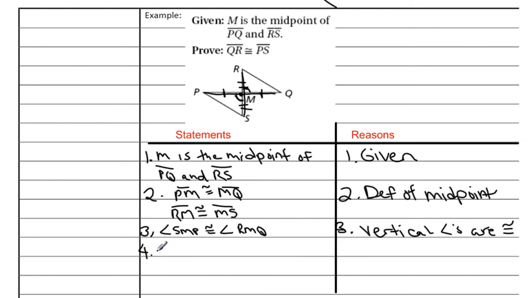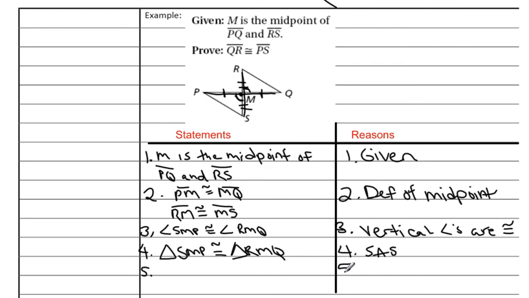Okay, so now I've marked everything that I can mark. I have a side, an angle, and a side on each triangle. So that means I can prove that these 2 triangles are congruent by side, angle, side. So I'm going to do triangle SMP, not to be confused with angle SMP, triangle SMP congruent to triangle RMQ. And the reason these 2 triangles are congruent is the side angle side theorem.